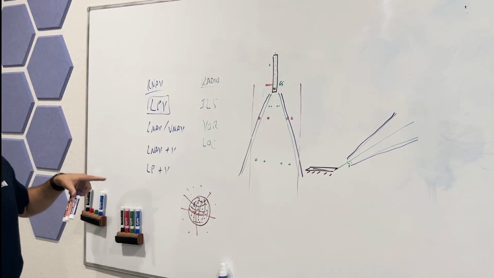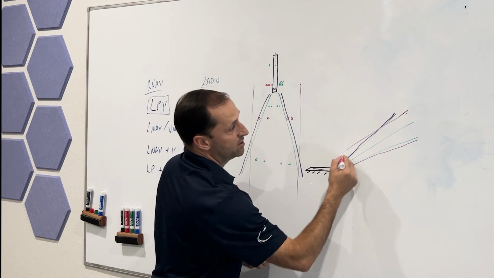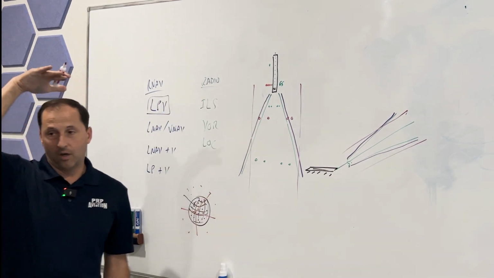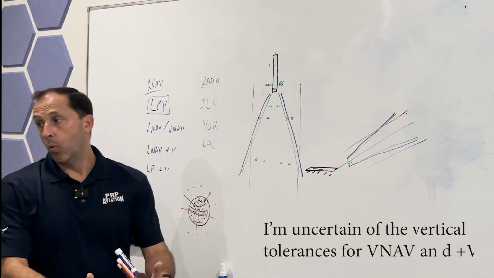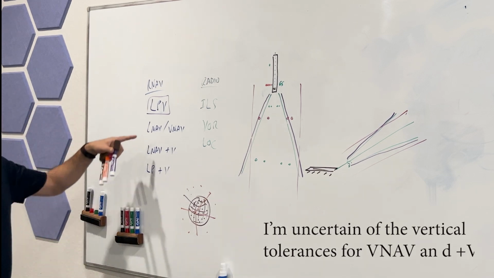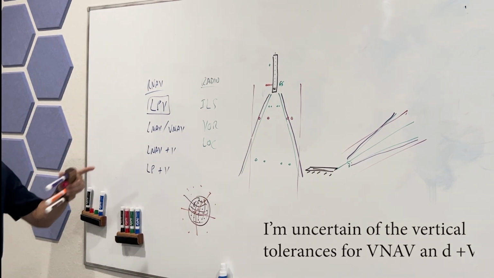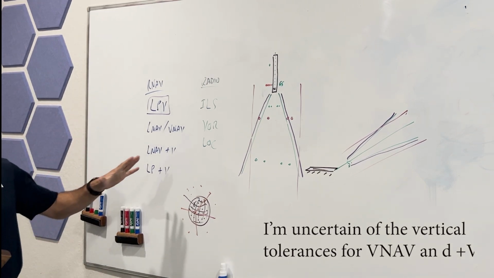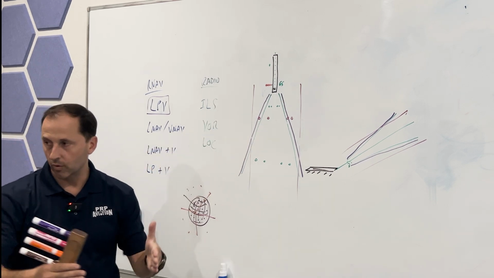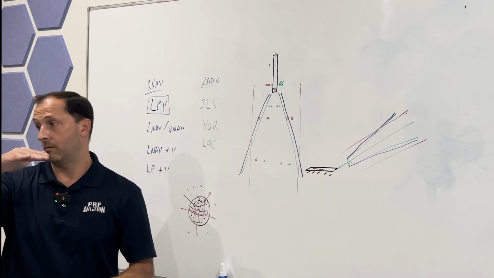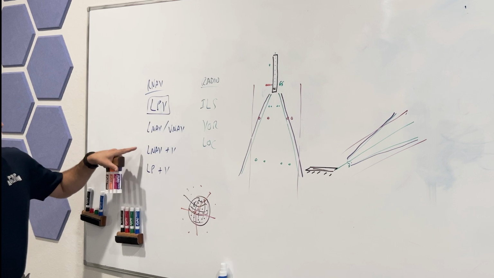That's the biggest thing with LNAV. VNAV is the same thing. VNAV kind of gives you a broad swath of guidance that goes down, but it doesn't refine you down to a point like the LPV would. All right, that's what LNAV/VNAV does. Since it's less accurate, the minimums are going to be higher. Much higher, yeah.